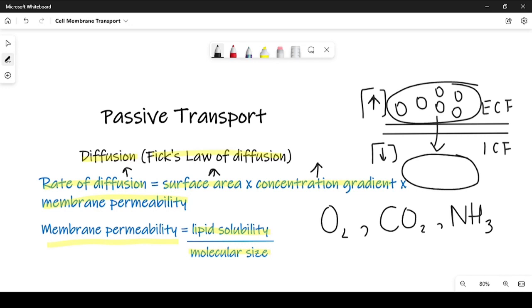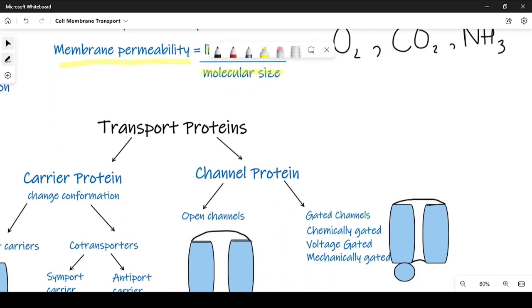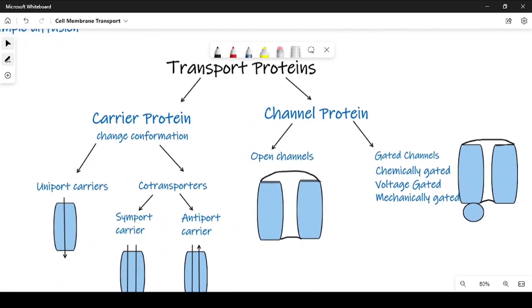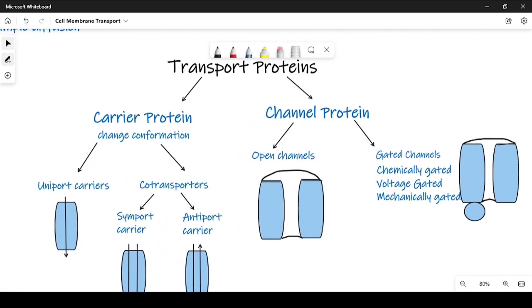However, there are molecules that are lipophobic and electrically charged, and important to be transported across the cell membrane. For those kinds of molecules, we have transport proteins. Transport proteins are divided into two groups: channel protein and carrier protein.